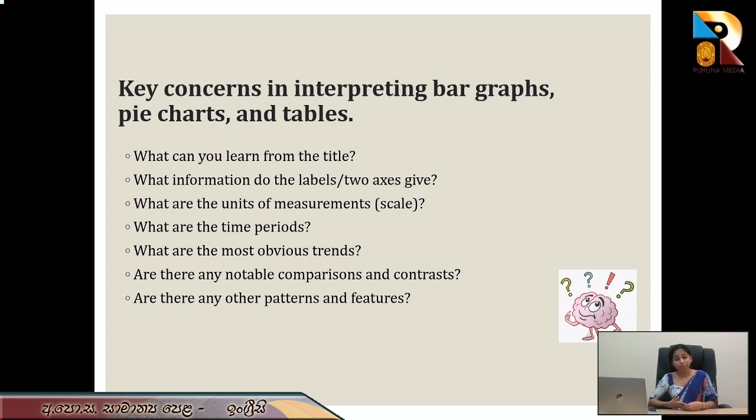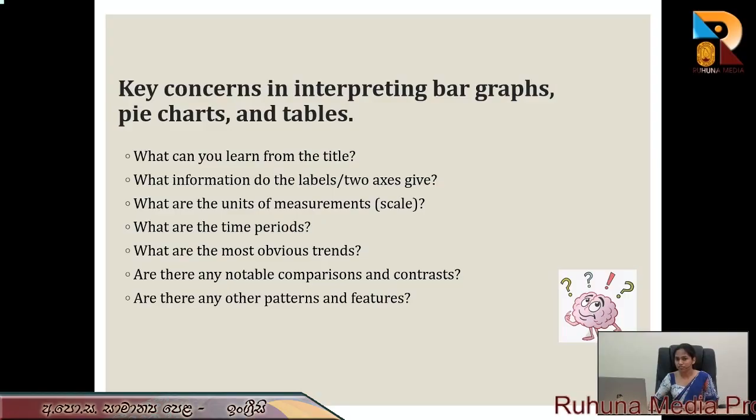And then the next point, time period. Especially if you're reporting data out of a bar graph, because as I said earlier, bar graphs report a change of an element over a period of time, right? And so then you have to identify what the most obvious trend is. You can also call these tendencies and trends in graphs, charts, and tables.